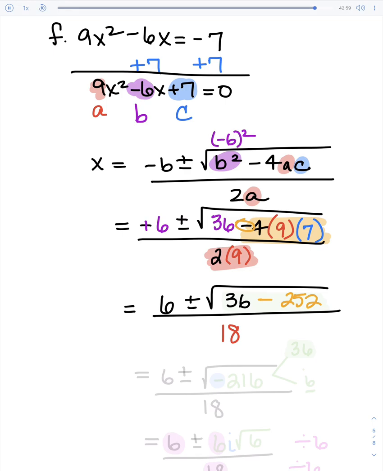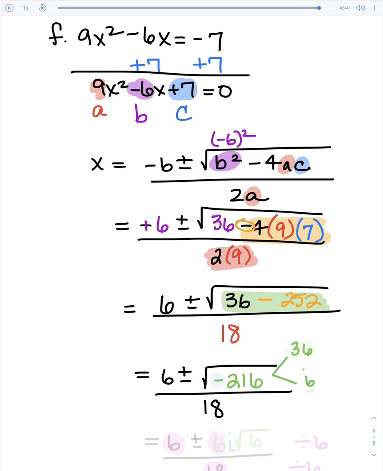So now I need to do my math that's inside of my square root. I've got my 6 plus or minus, I've got my 18 on the bottom. And the question is, what happens with this 36 minus 252? So what is 36 minus 252? Well, I'll get a negative 216. And again, the question, just like all of these beforehand, is can we break down 216 into two things, one of which you can take the square root of? And you can. It's 36 times 6.